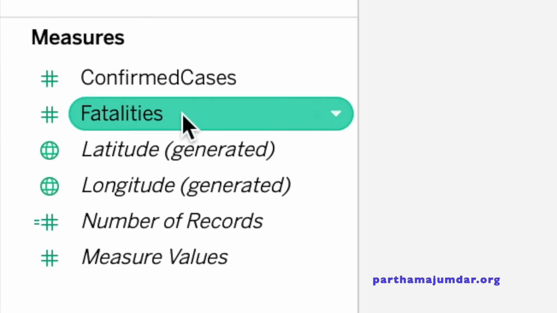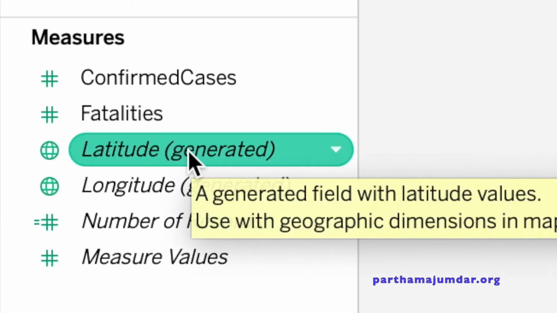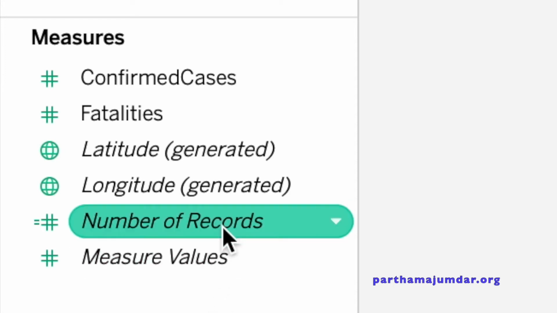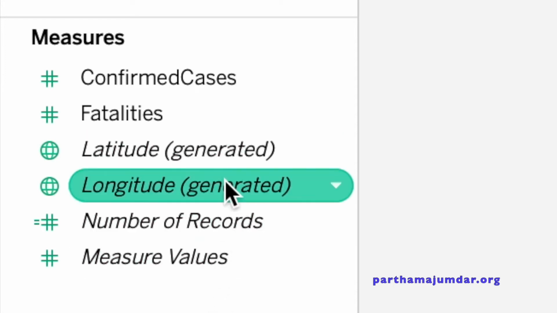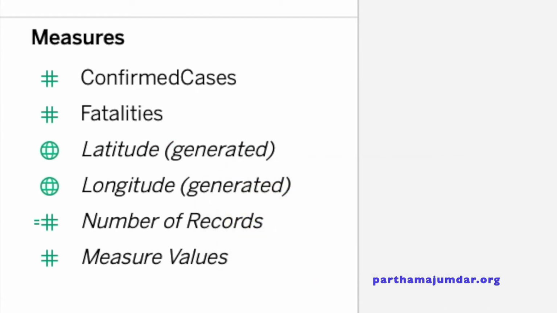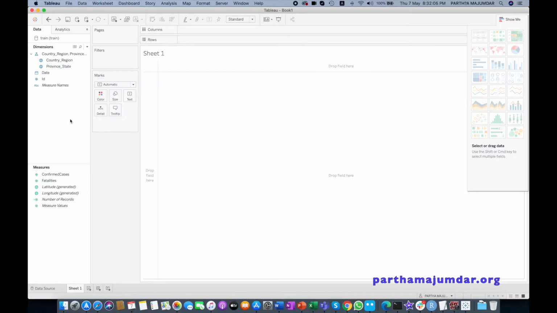Notice also that Tableau has generated two fields by itself, that is latitude and longitude. So this is generated based on the area, based on the country or region or the province. Tableau has generated the latitude and longitude of that particular place.